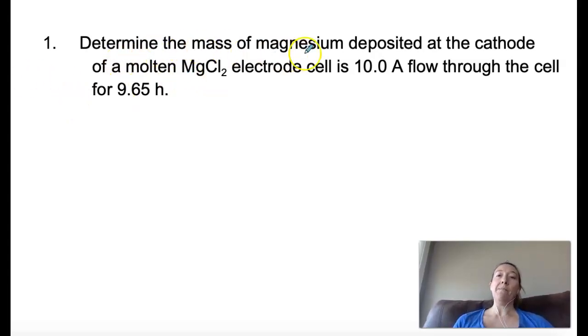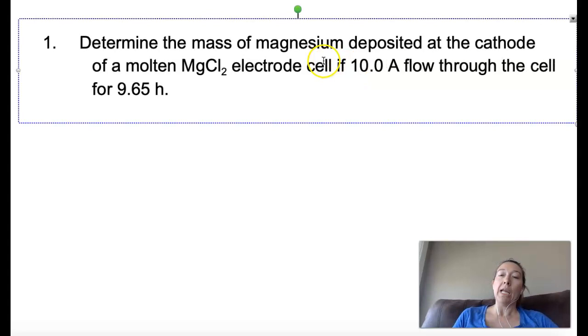Okay, so determine the mass of magnesium deposited at the cathode of a molten magnesium chloride electrode cell. Should say if, not is. 10 amps flow through the cell for 9.65 hours.